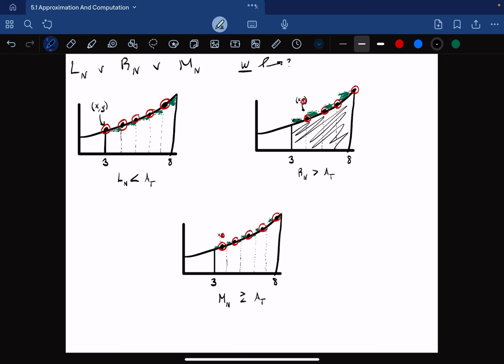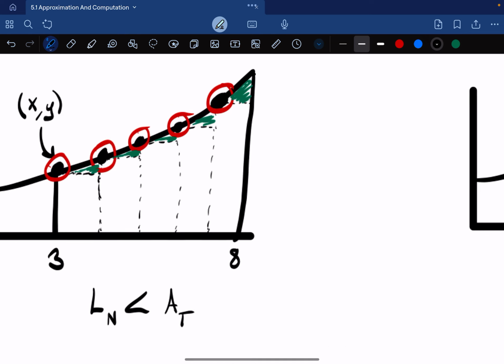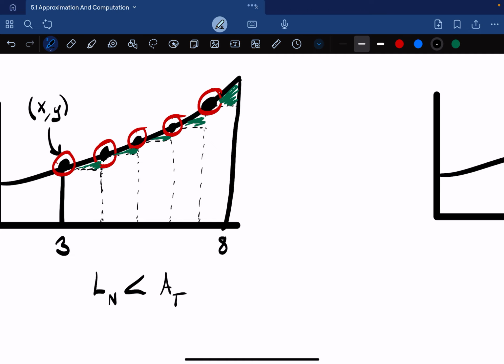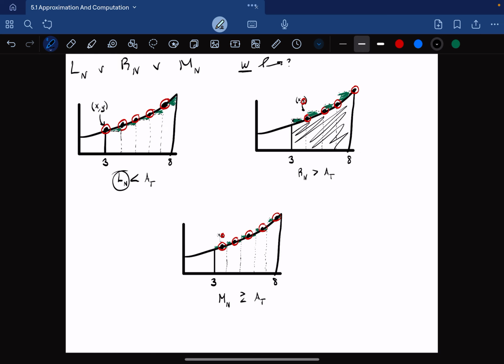These left endpoint and right endpoint can technically only be used as ideas of relatively what the area could be. So if I were to calculate this left endpoint and somebody asks me what the exact area beneath this curve is, the only thing I could really say for this graph specifically is that the exact area of this curve is greater than whatever value I calculated for Ln. And the same concepts apply for Rn as well. Mn is the only one where you can say it is approximately this value.